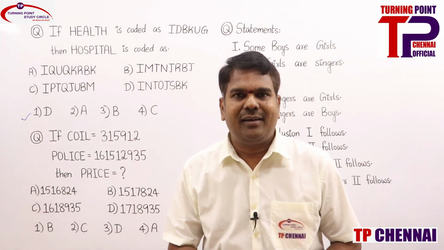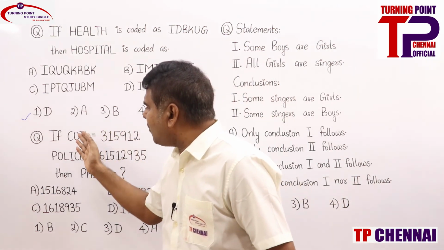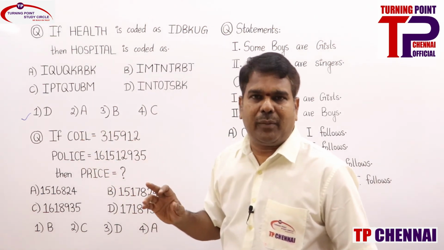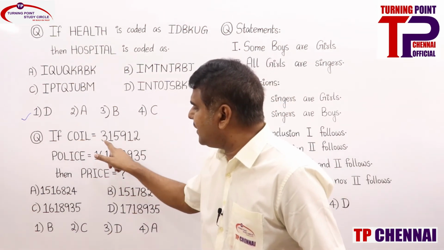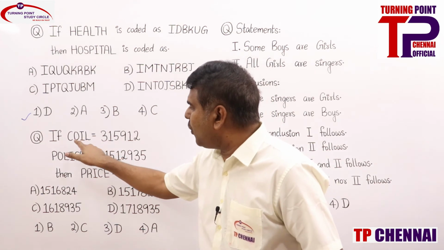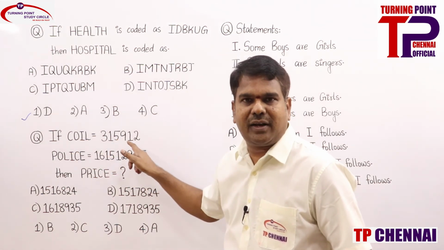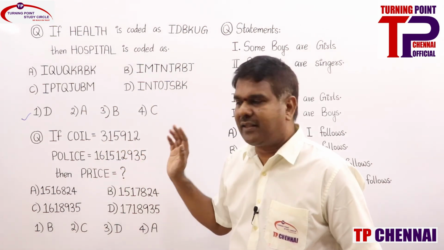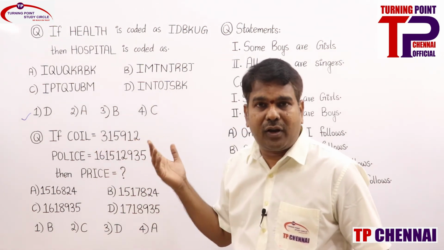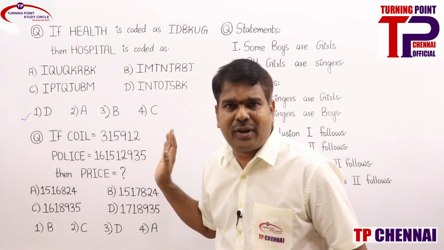Did you get any idea? It's nothing but alphabetical numbers being given. We have 26 letters in the English alphabet. C means the third letter, right? 3. O is the 15th letter, with 15 directly given as a code. I is the 9th letter, 9 is given as a code. L is the 12th letter, 12 is given as a code. That's it, as simple as it is.